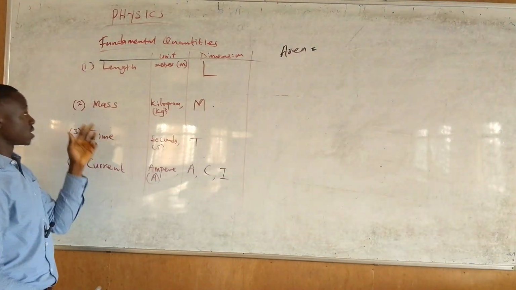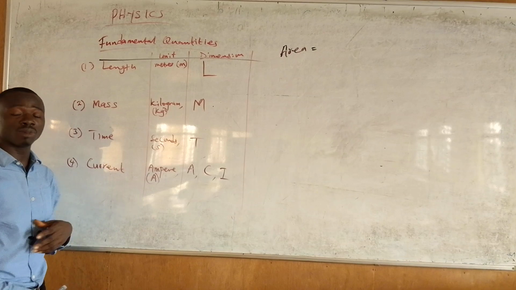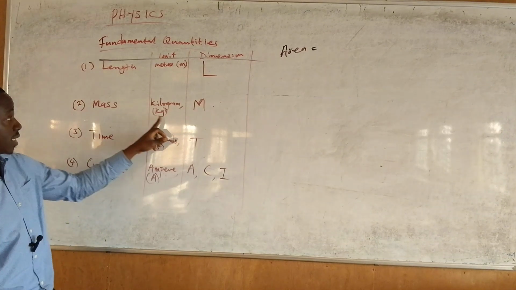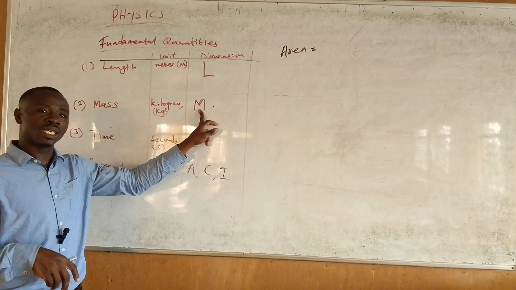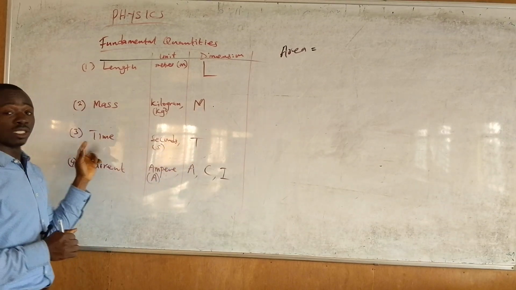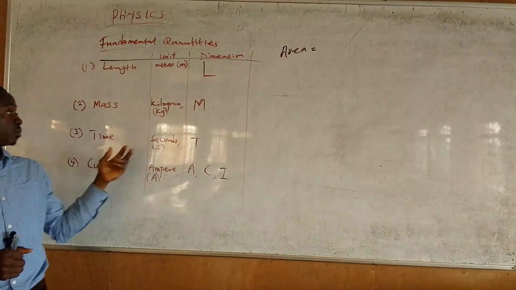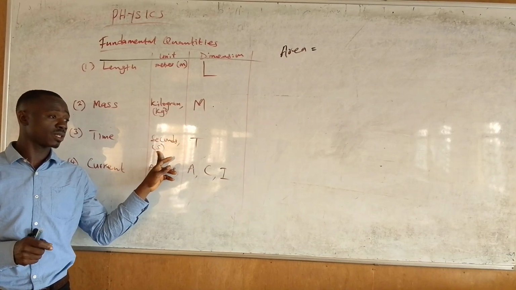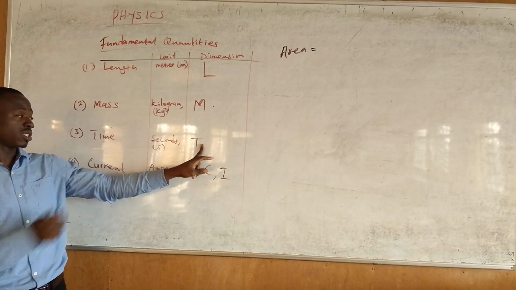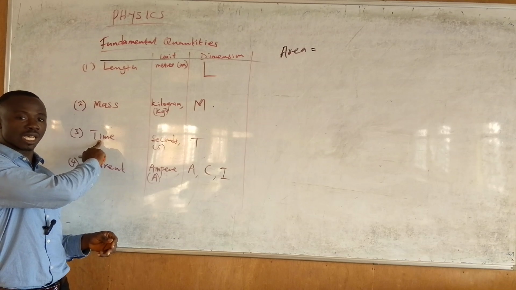Then the next one is mass. The unit for mass is kilogram, which is kg, while the dimension for mass is capital letter what? M. Okay, thank you. Then the third one is time. The unit for time is seconds, so you can see we have s in bracket. Then the dimension for time is going to be T, the first letter of time.